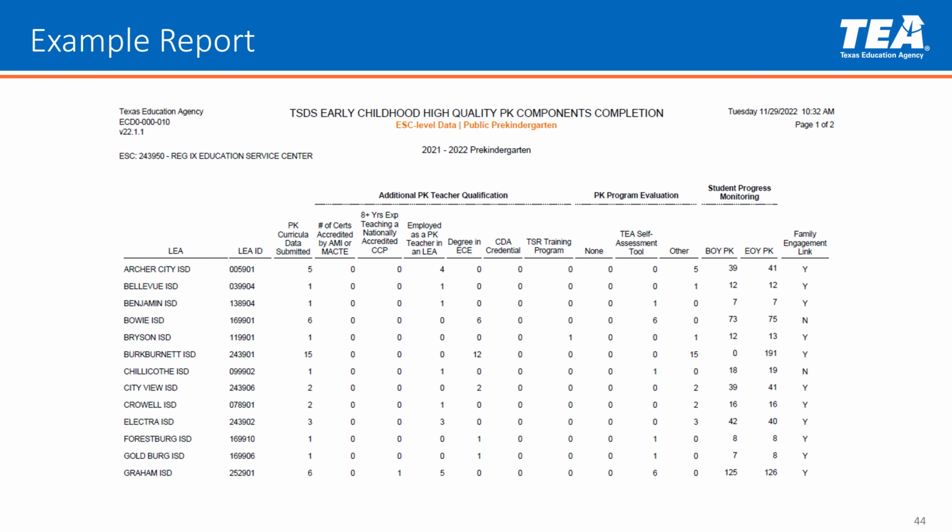This is an example of the high-quality pre-kindergarten components completion report. This is an ESC level report, but the ECDS Data Champion at the ESC can pull this report to view high-quality pre-kindergarten completion information. Please note that the Student Progress Monitoring component will require more digging in this report to ensure that there are assessments in every required domain, not just assessments given at BOI and EOI.